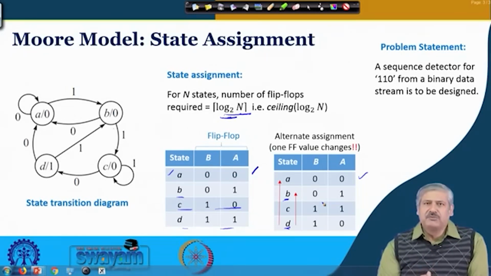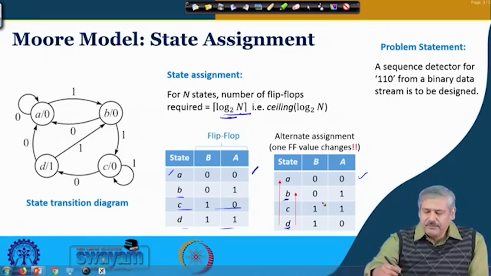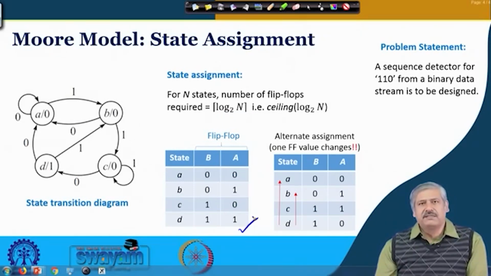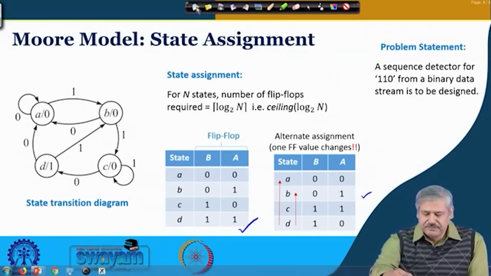Otherwise, we can move ahead with any one of them and realize the circuit which will work. Okay. So, we consider the first one, but you can try as an exercise how the circuit will appear with this assignment. Okay. So, that you can take as an exercise.